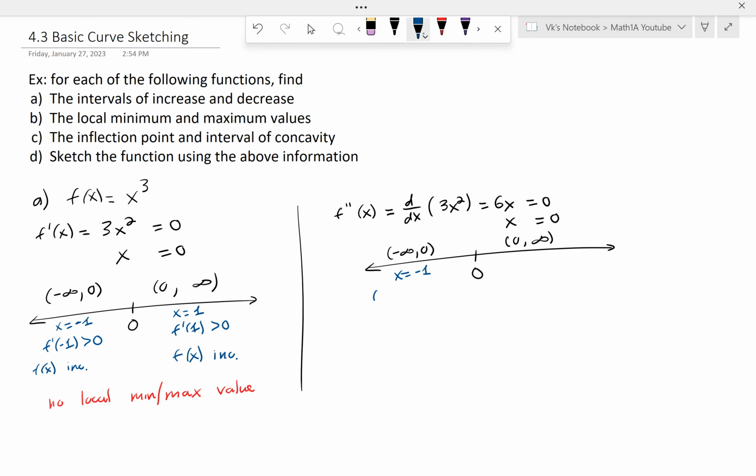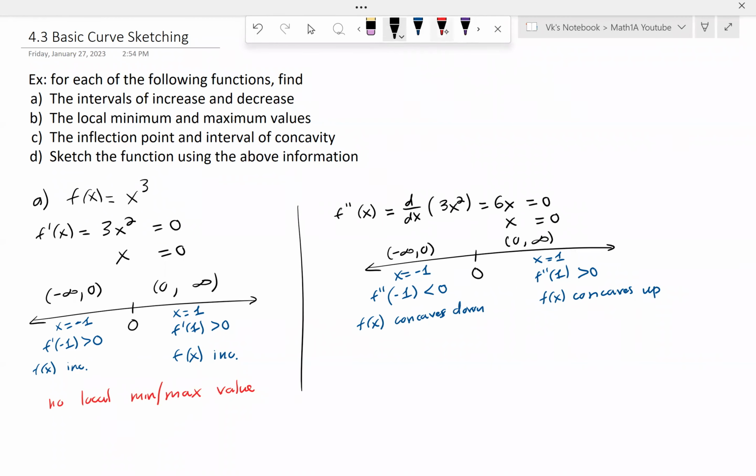And pick a test point and do the testing. x equal negative 1. Here we use the second derivative test. So f double prime of negative 1, the second derivative of f(x), do the substitution, get negative 6. That is less than 0. It tells us that f(x) is concave down. And here, pick x equal 1. f double prime of 1 is positive. It tells us that f(x) is concave up. So 0 is an inflection point.